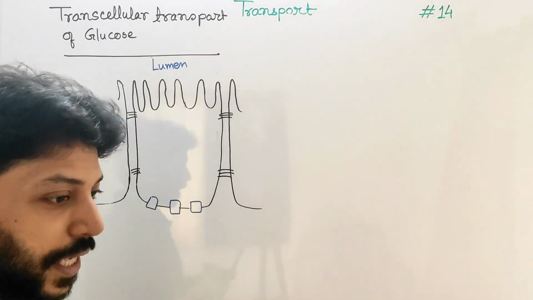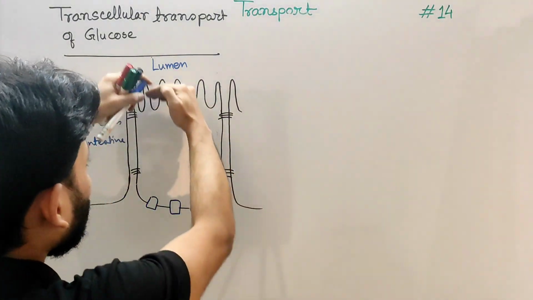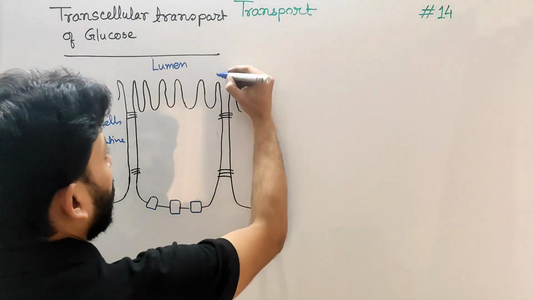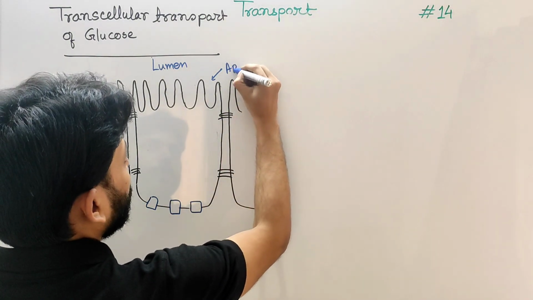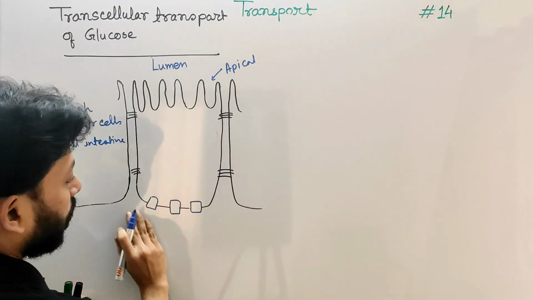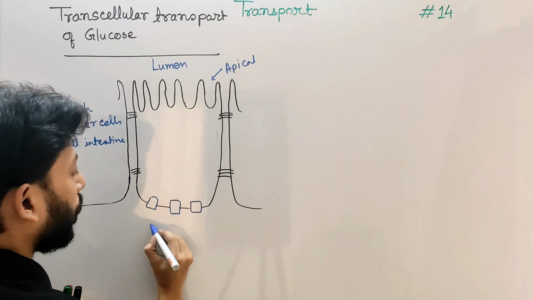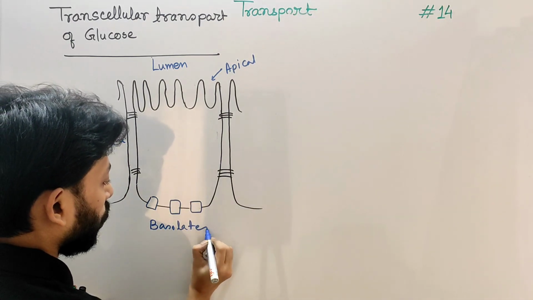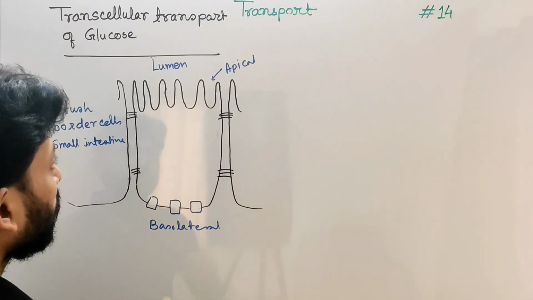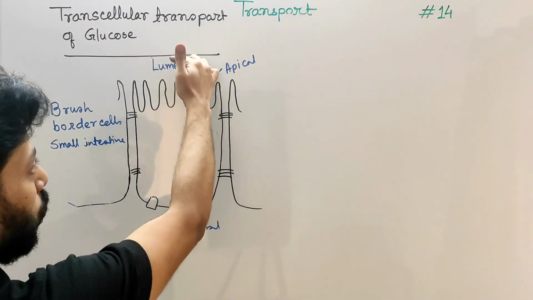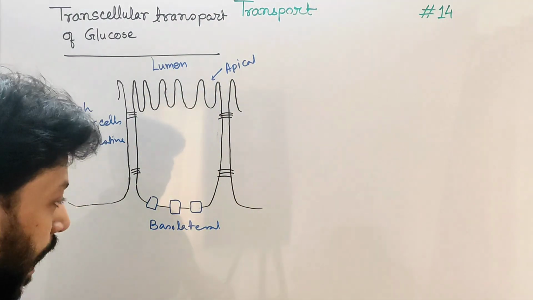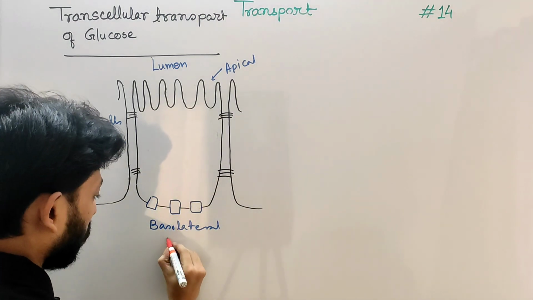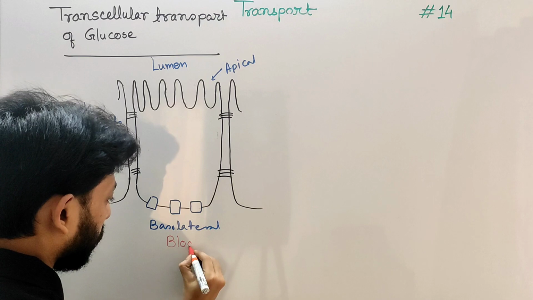Now, these cells have polarity. The portion where the microvilli are present is called the apical portion of the cell. And the bottom portion is called the basolateral portion of the cell. The apical portion of the cell faces the lumen where nutrition is present, and the basolateral domain of the cell faces the blood. So here blood is present.